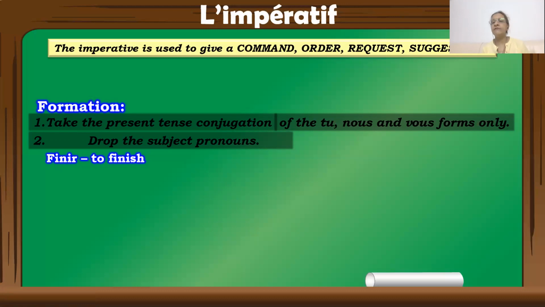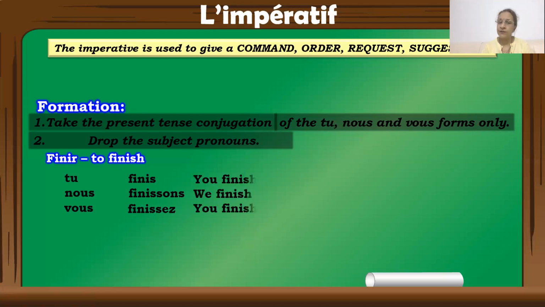Take the present tense conjugation of the tu, nous, and vous forms only. How do I conjugate finir in the present tense? You drop the IR and you add IS, IS, IT, IT, ISSONS, ISSEZ, ISSENT, ISSENT. But for imperative, I need only the tu, nous, and the vous forms. Now, tu finis means what? You finish, nous finissons, we finish, vous finissez, you finish.